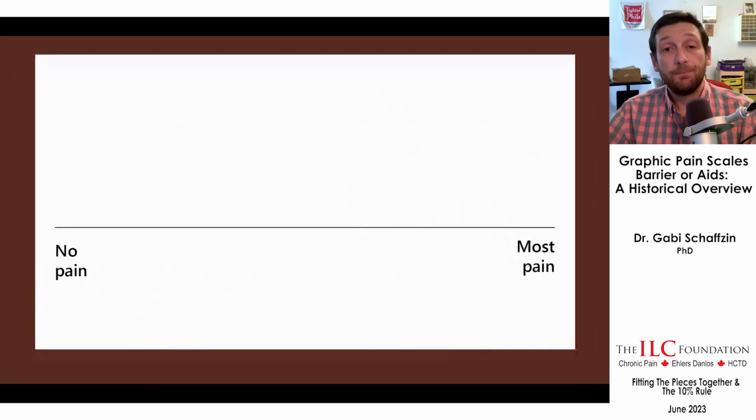I'll start here. I'm assuming some of you recognize this. It's the visual analog scale, and it's usually presented about 10 centimeters long, with the label no pain on the left and most pain on the right, or something like that, and between the two labels, a simple black line.